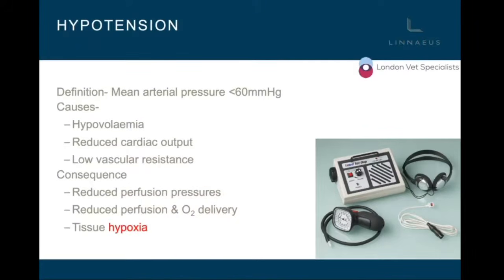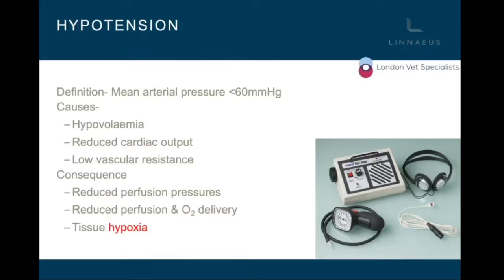So the definition of hypotension will vary depending on which text you look at, but it's going to be somewhere around a mean arterial pressure of less than 60 or 65 millimeters of mercury. There are several causes of hypotension. We will go through each of these and try to come up with a plan on how we're going to manage that, or what is the best way to manage that for this individual patient.